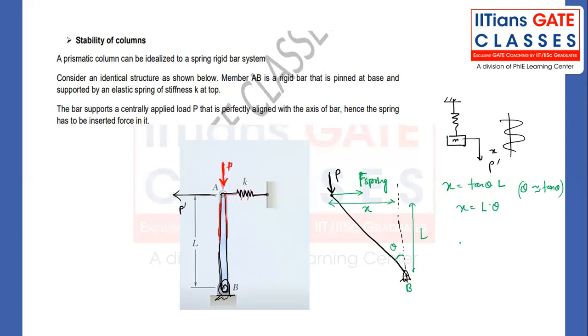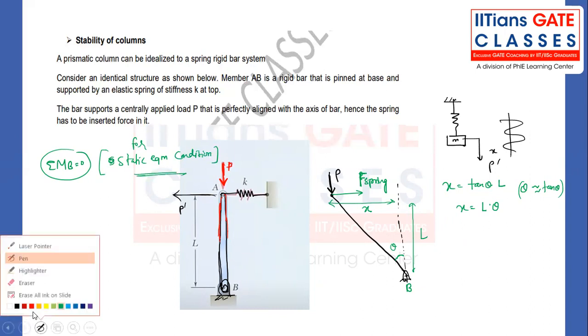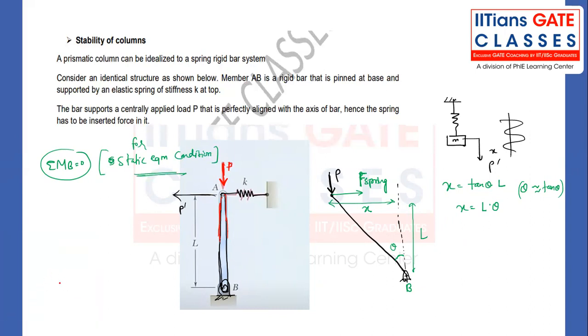So if I take the moment about point B, the summation of moments about B equal to zero, that means we are discussing the neutral position, right? Static position. For static equilibrium conditions, what do we do, my friend? The summation of moments about any pin point is zero, right? So the moment of P into X in this direction, and the spring force into L, that has to be zero.